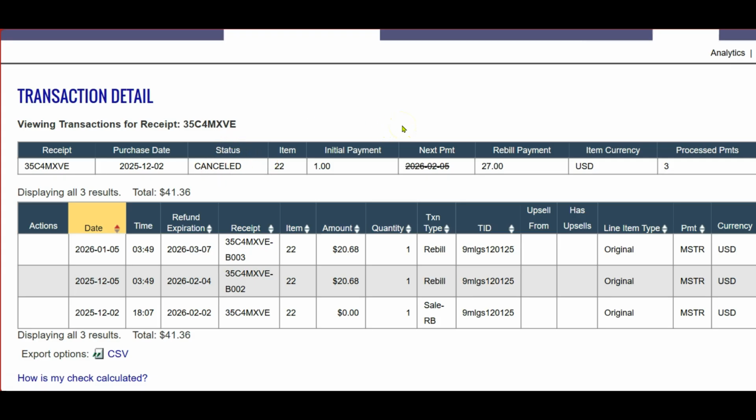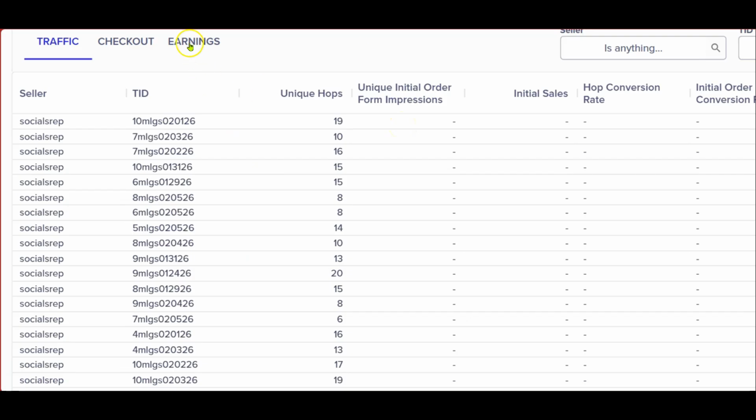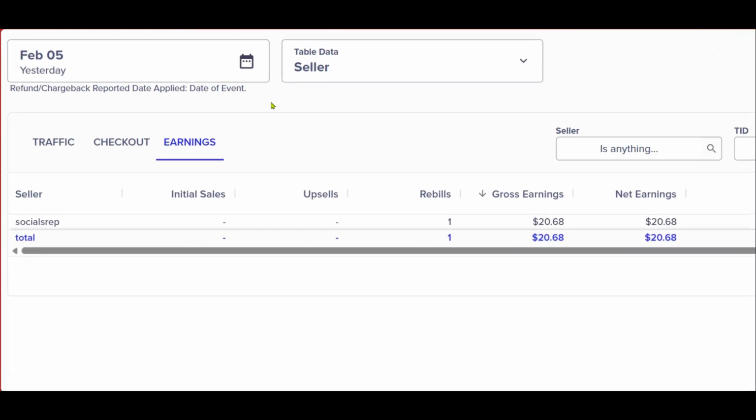So let's go back here and go to the earnings tab. For the 5th, we ended up with 0 trial sales and 1 rebill at $20.68. Had that one not canceled, this would be 2 rebills, and it would be $41.36.